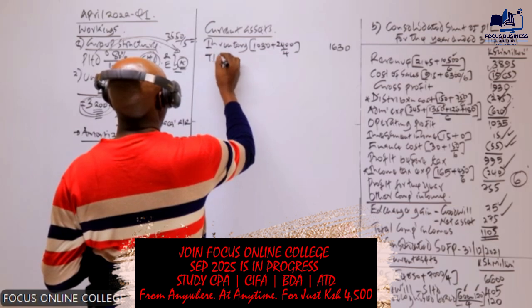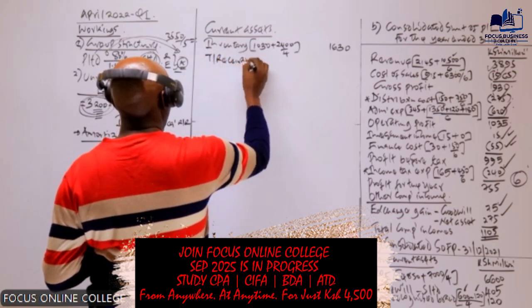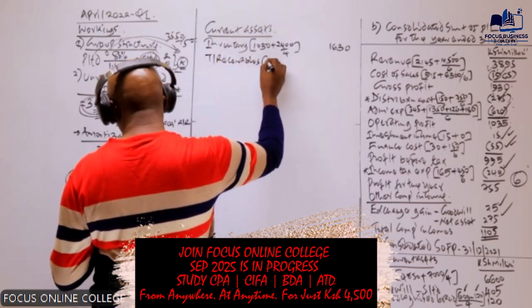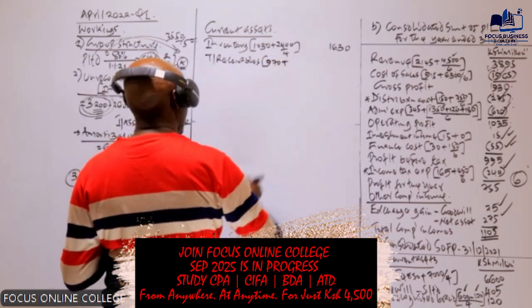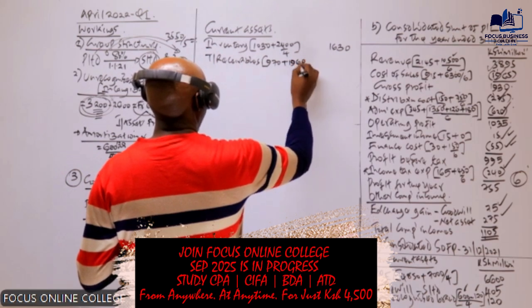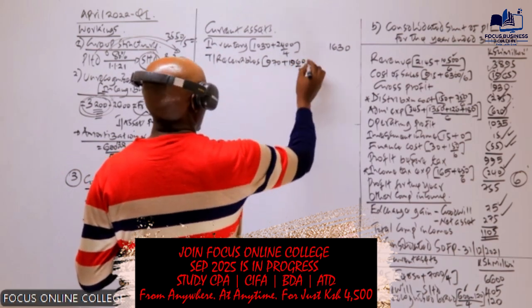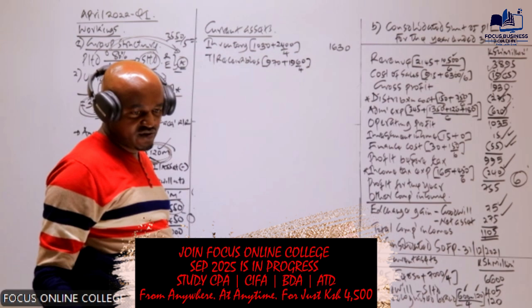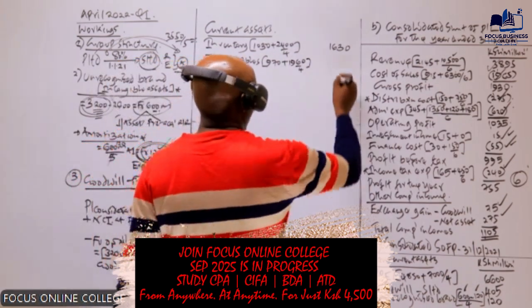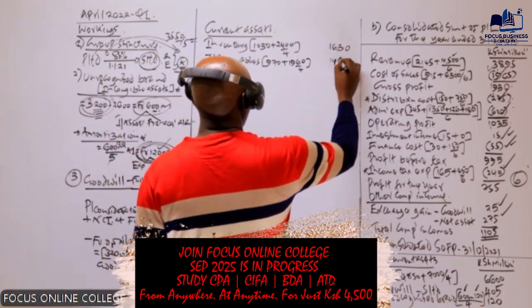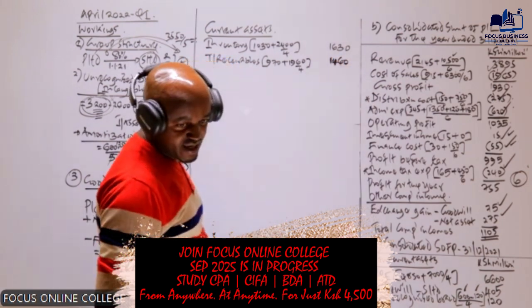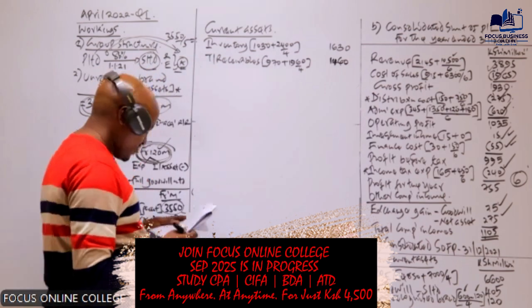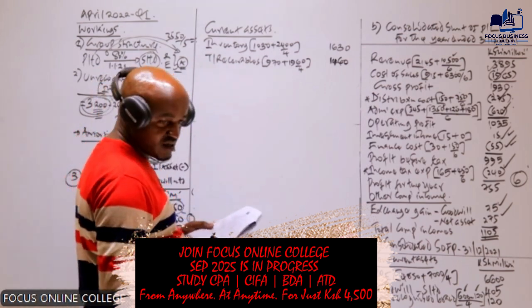We have trade receivables. Trade receivables, we take 970 plus 1960 divided by 4. So no adjustment here. You can see we don't have any adjustment. I'm told it's 1460. I'm told that is 1460 by Mercy. I hope that is correct.